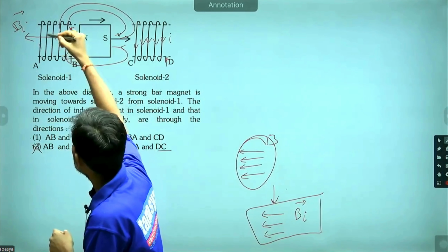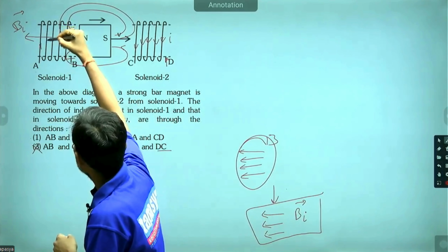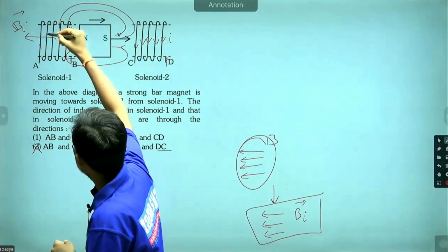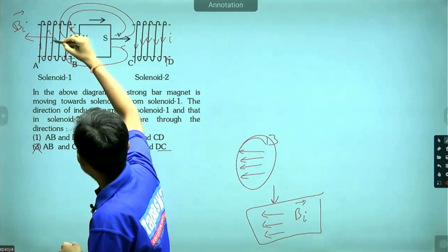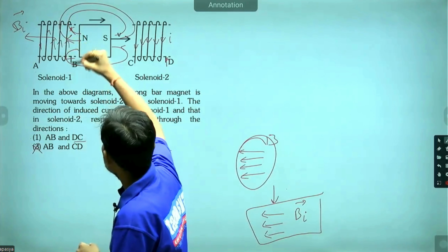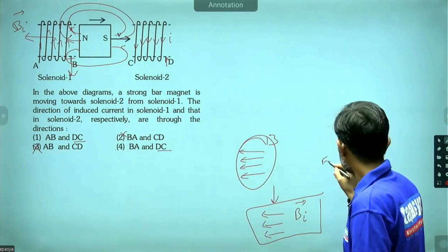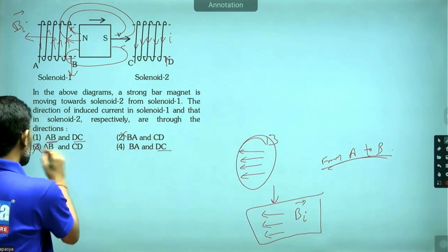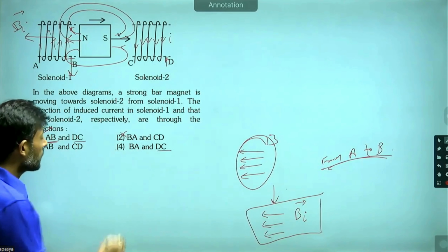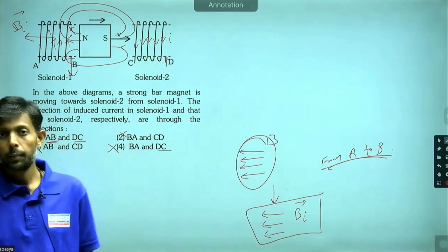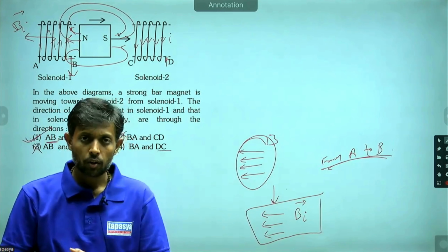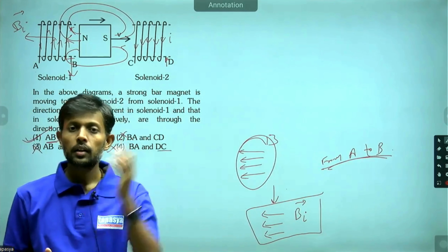So induced current is going from A to B. Okay, it's going like that, coming up again, going like that, coming like this, and coming out of B. So from A to B. So that's why option 1 would be correct, not option 4. Okay. So this is how we use Lenz's law to find the direction of induced current in such a setup.